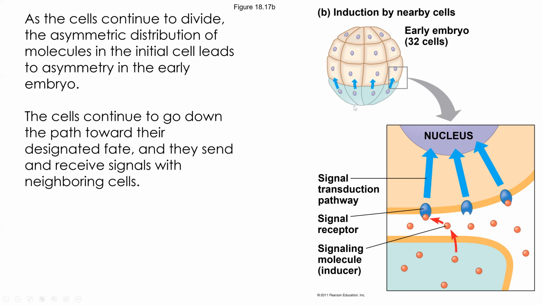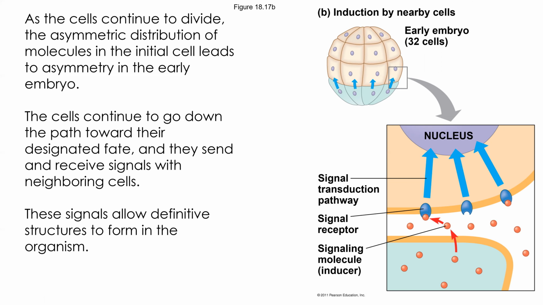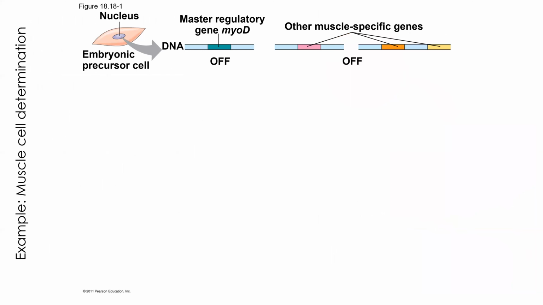This will also set us up for getting symmetry, like how we have an arm on the left and an arm on the right. We'll see some examples of that in Drosophila in a little bit. These signals will allow us to eventually develop definitive structures in the organism and allow us to develop symmetry. So it can all start snowballing from the beginning, when you have that initial asymmetric distribution of molecules. Let's look at a molecular example first, and then we'll zoom out and look at an example in Drosophila.